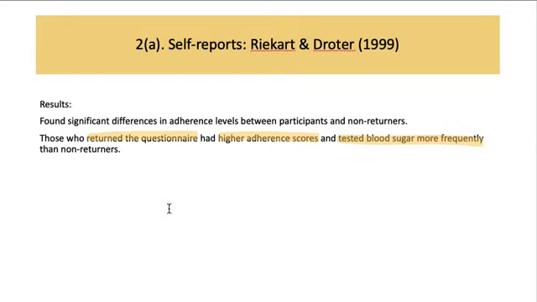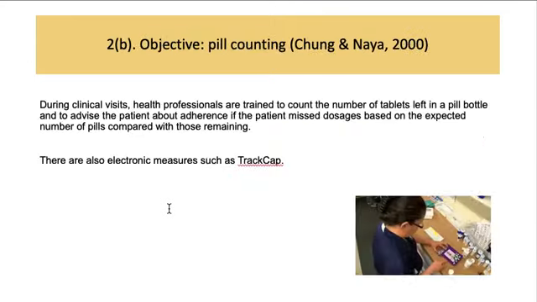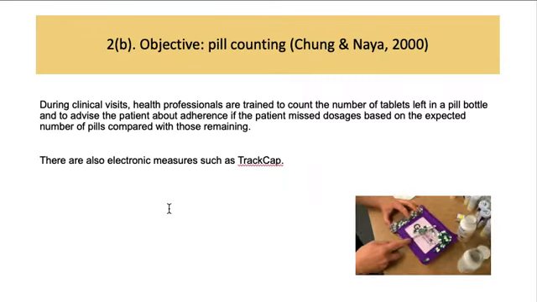Okay, so this suggests a bias in participants when it comes to self-reports as a measure of non-adherence. Okay, so we can tell that self-report is a big no when it comes to measuring adherence because one, there is a bias in the sample, so we are most likely only going to study those who adhere. Two, there's less validity because in terms of self-reports they might lie. Okay, so that's self-reports. Next one is objective pill counting by Chung and Naya.